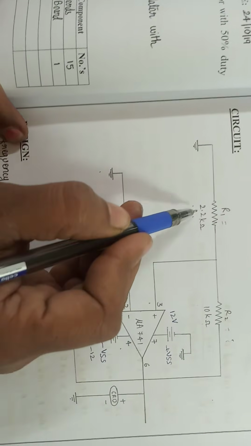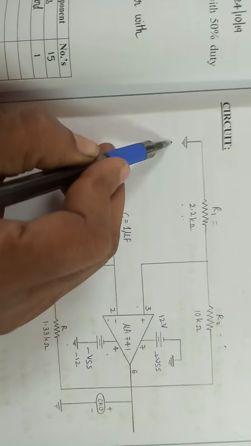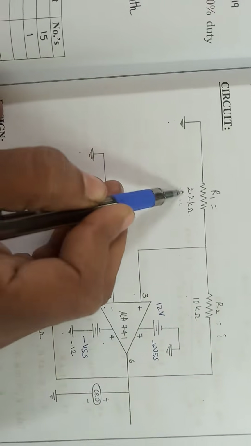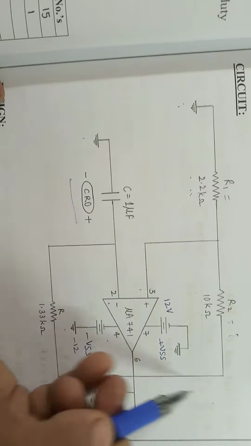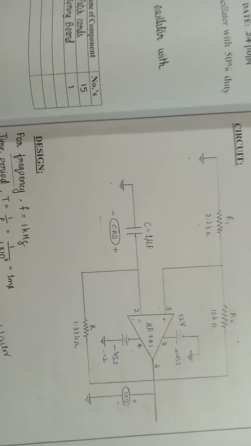While connecting, always connect the lesser value of resistance to ground. The 2.2k is the lesser value compared to 10k ohm, so that should be connected to the ground part. The next higher value should be connected to the output of your feedback. Once your connection is over, you can execute your program.